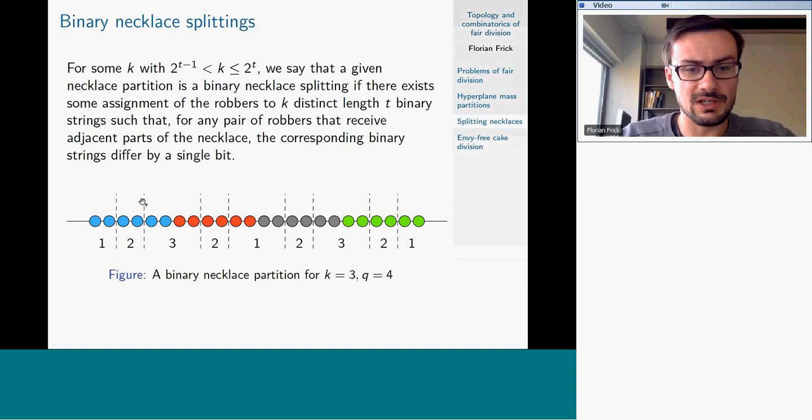So here, again, there are four kinds of beads. You want to partition them among three thieves, and now in such a way that one and three are never adjacent. In a square, one and three don't share an edge. Well, this is done in this case, as you see.